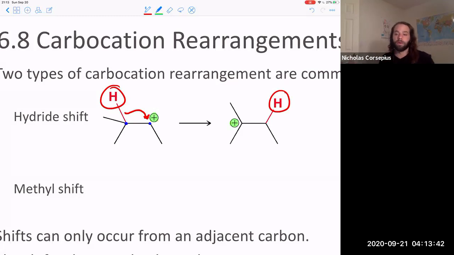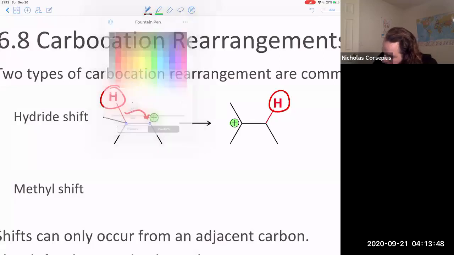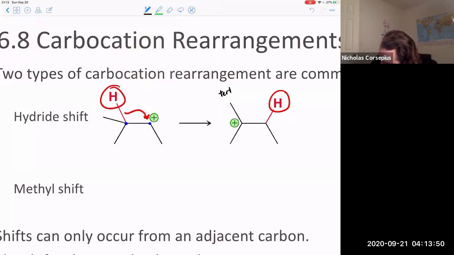So why would a molecule do this? Well, notice how over here I have this nice stable tertiary carbocation, where over here it was secondary. So the reason why a molecule will rearrange is in order to produce the most stable carbocation.